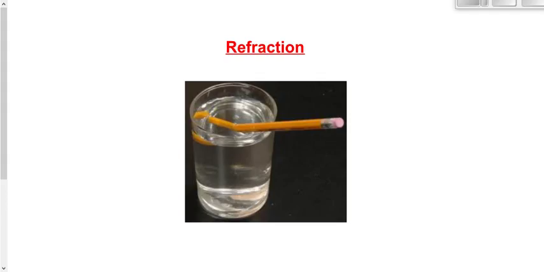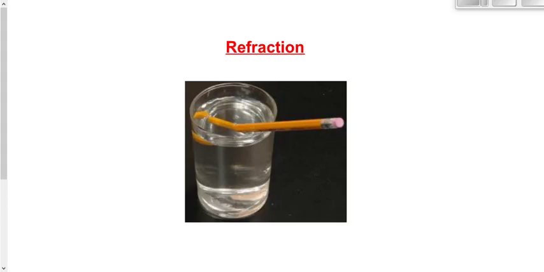I want to talk today about one of the properties of waves that's exhibited by electromagnetic radiation. That's refraction. You've seen refraction before in many instances. One of the cases that you've seen refraction is what you see on the board right now. That's a pencil in the water. That pencil appears to be bent. Clearly it's not. It just looks to be bent.